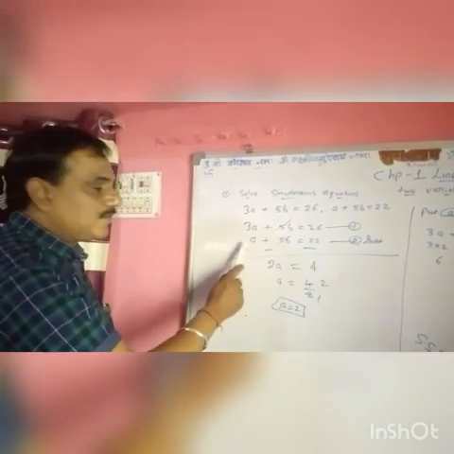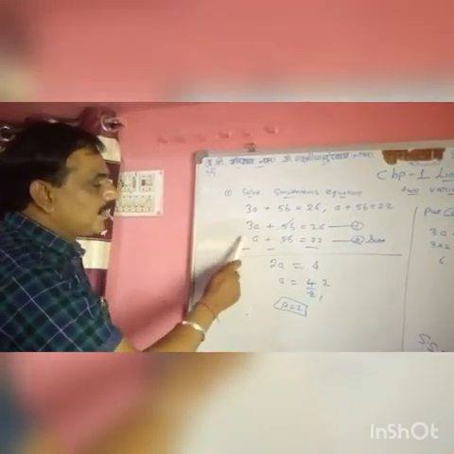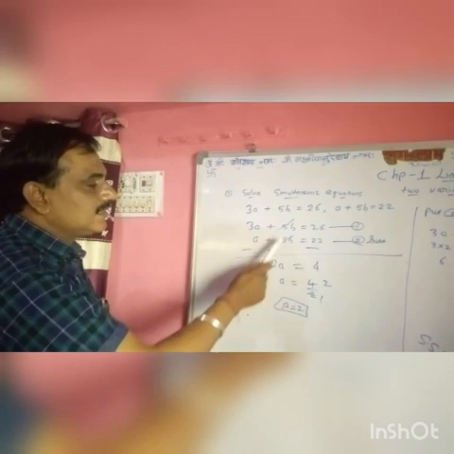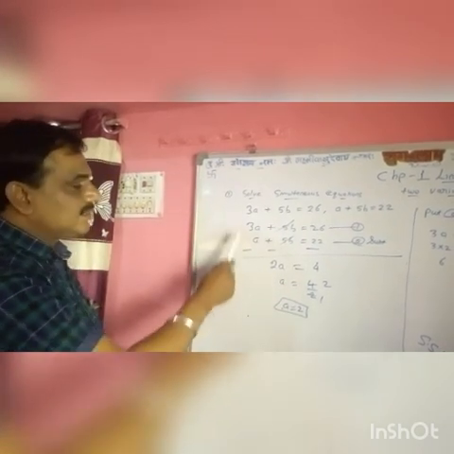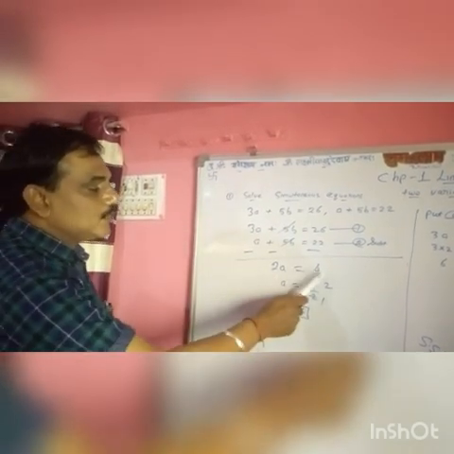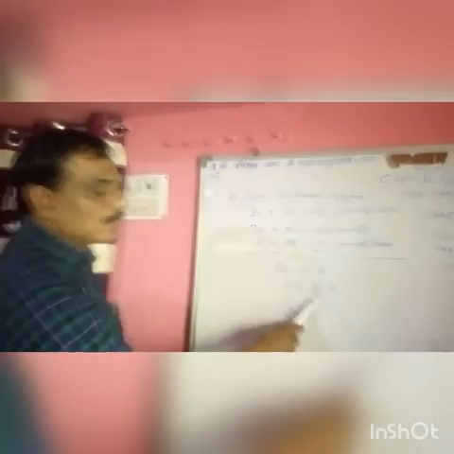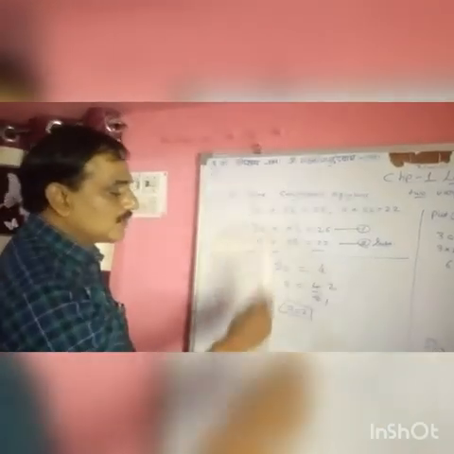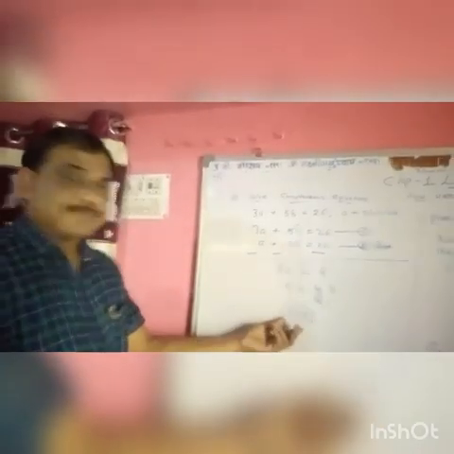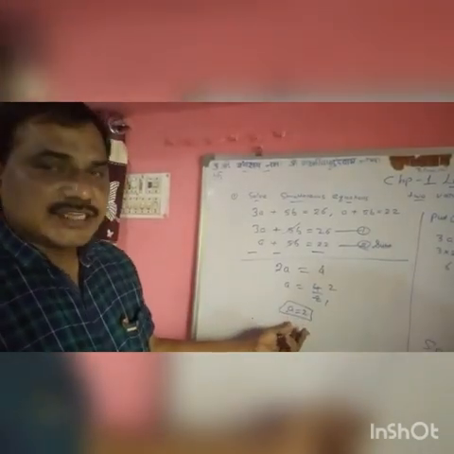Change the sign of equation 2. Plus minus, plus minus, plus minus. Plus 5b minus 5b cancel. 3 minus 1, 2a is equal to 4. a is equal to 4 upon 2. 2 ones are 2, 2 twos are 4. a is equal to 2. We got the answer, a is equal to 2.